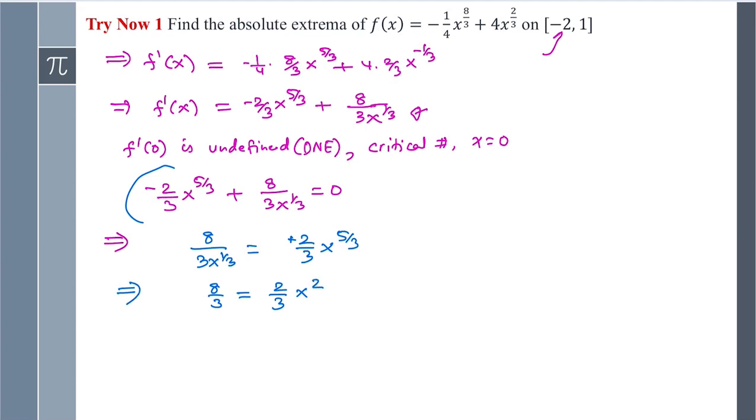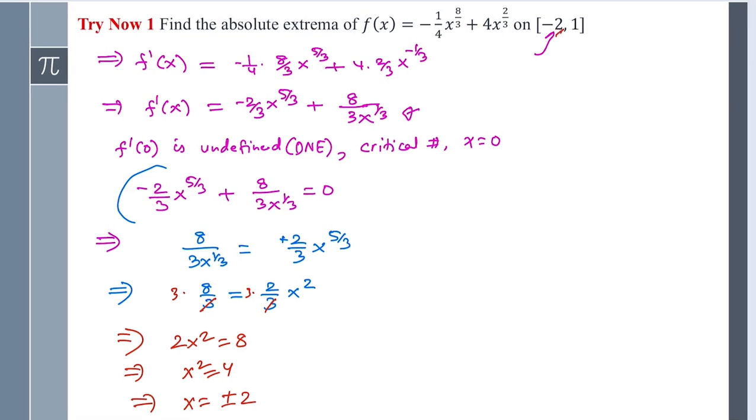Okay, and then we can just multiply by 3 on both sides to cancel the 3s. So we have 2x squared equals 8, or if you divide by 2, you get x squared equals 4, which gives us x equals positive and negative 2. Since negative 2 is the endpoint, we don't consider that as a critical number, but still we will evaluate the function at that point.